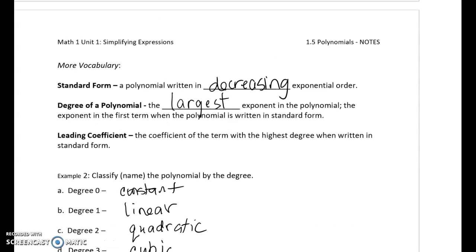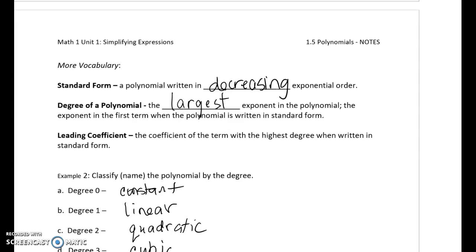All right, moving on to the next page of notes. The next vocabulary word is standard form. When we talk about standard form, we're talking about a polynomial that is written in decreasing exponential order, meaning when you look at the exponents that make up the terms, standard form means you're going from the biggest exponent down to the smallest exponent. And we'll get some examples here in a minute.